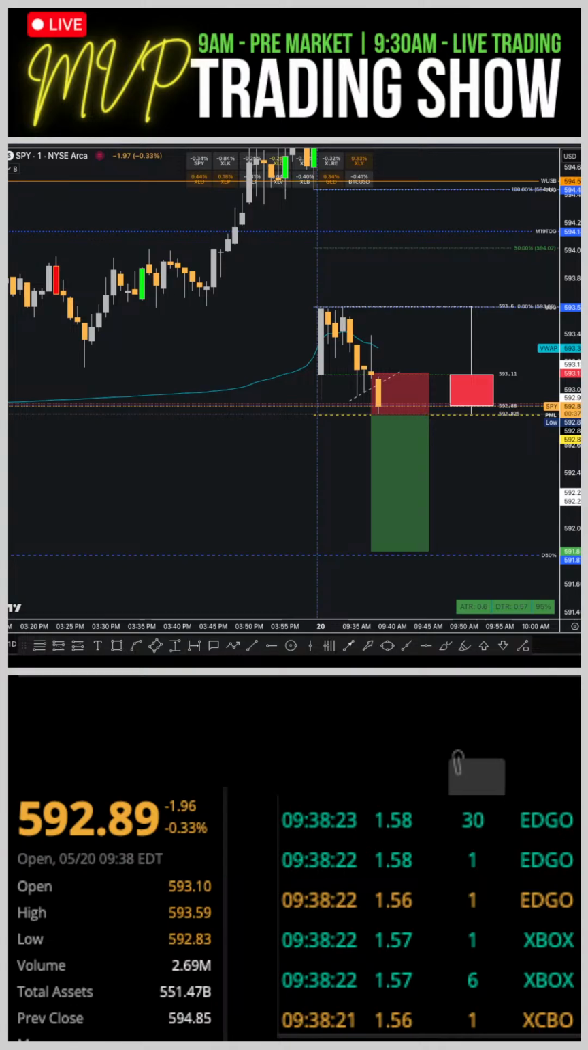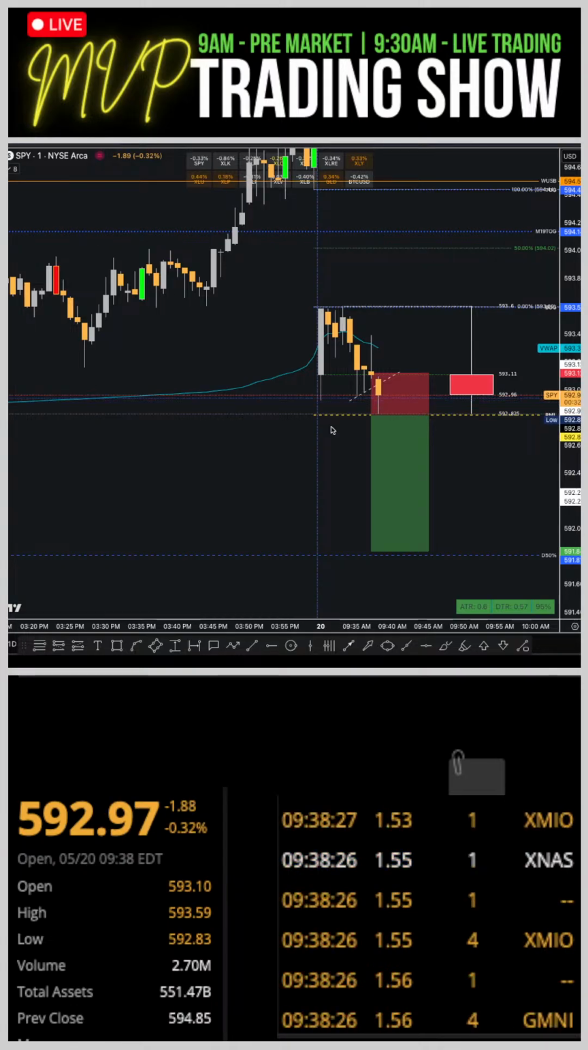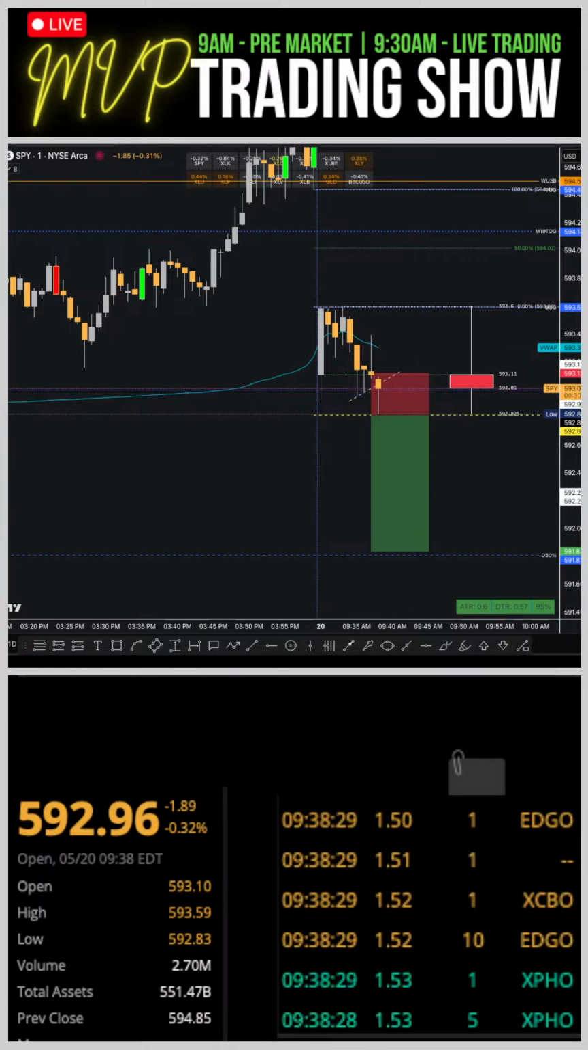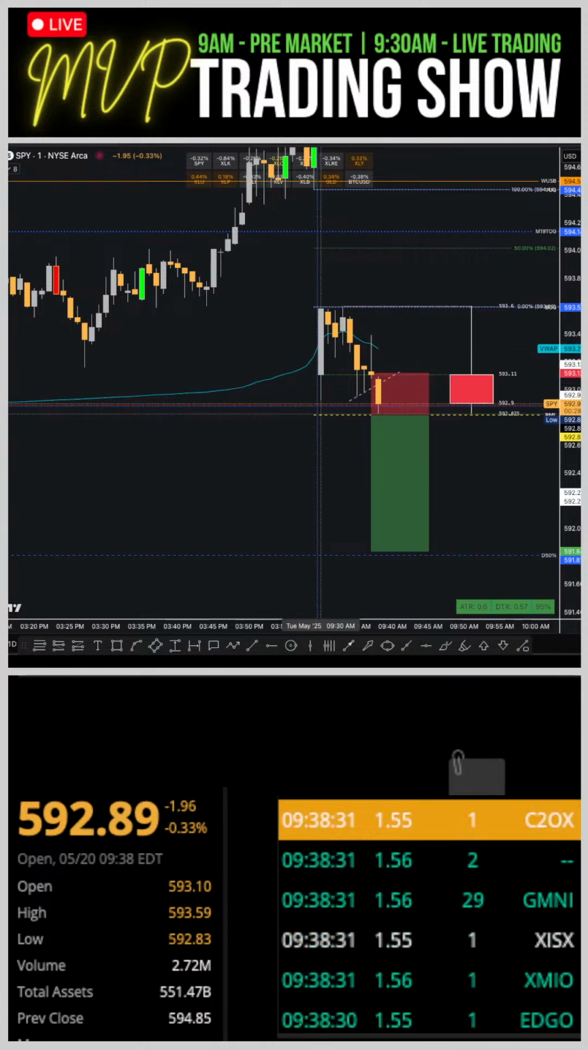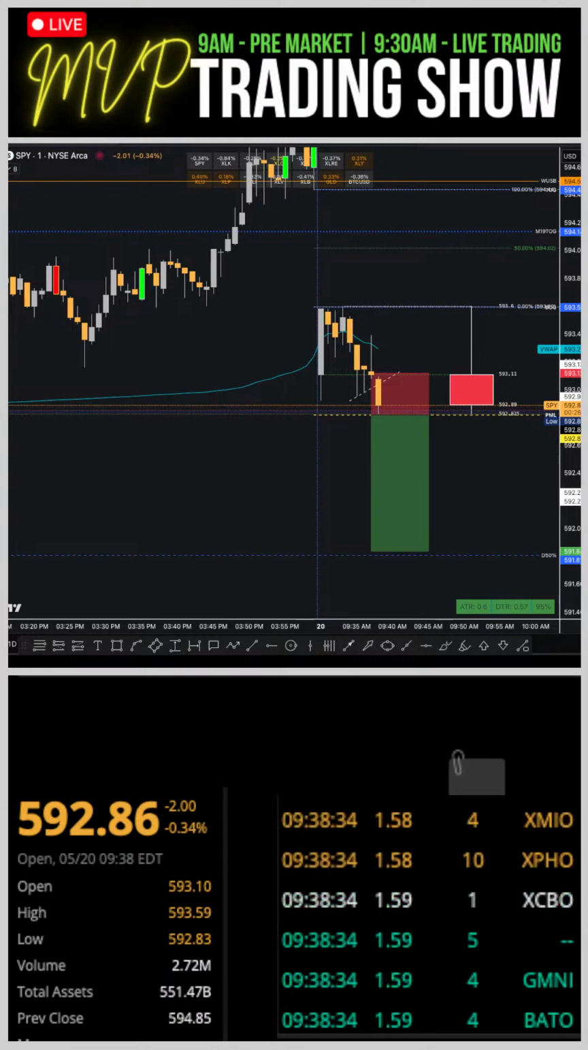I like how we're showing weakness on the hourly as well. If the VIX can show some strength here, that'd be great. Just to show a little bit of strength. See if I can take it there.